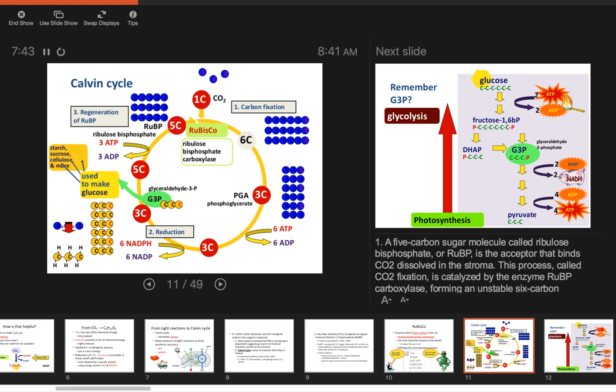We use some more energy. We go from 3 to 5, and it goes again, and then a G3P molecule gets set aside. And then these G3P molecules are the things that actually get bonded together to form your glucose, which can be modified and bonded to other glucose molecules to form starch, sucrose, cellulose, and much more.